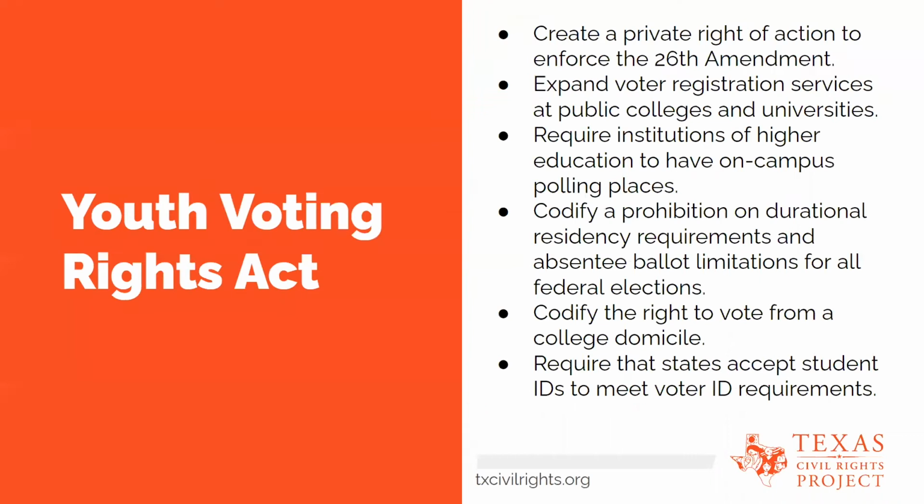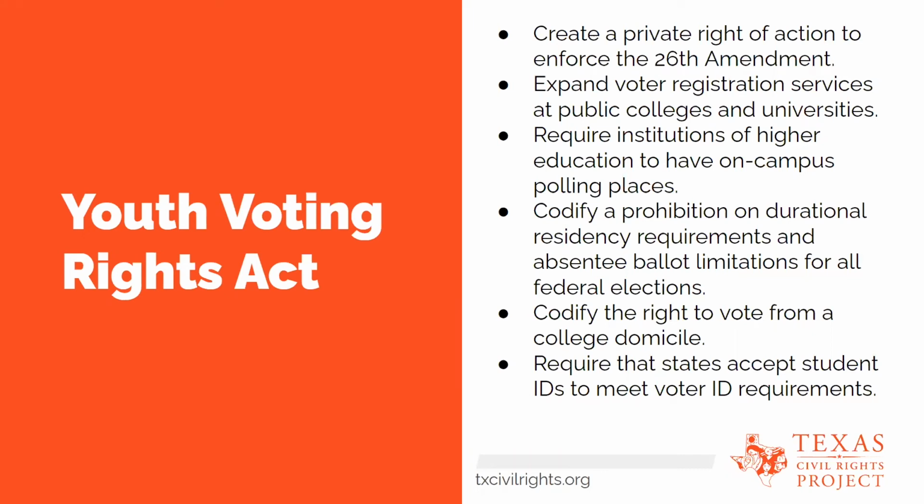So on the federal level, on July 11th of this year, just a mere few weeks ago, Senator Elizabeth Warren and Representative Nikema Williams introduced the Youth Voting Rights Act, which would directly address many of the issues we've spoken about here today. Among other things, the Youth Voting Rights Act would provide a private right of action to enforce the 26th Amendment. It would expand voter registration services at public colleges and universities. It would require institutions of higher education to have on-campus polling places.